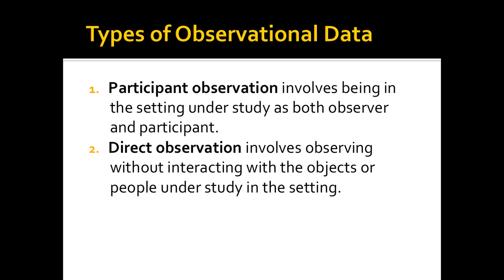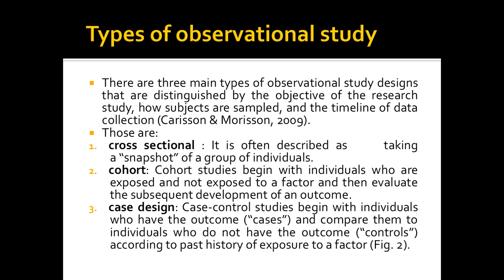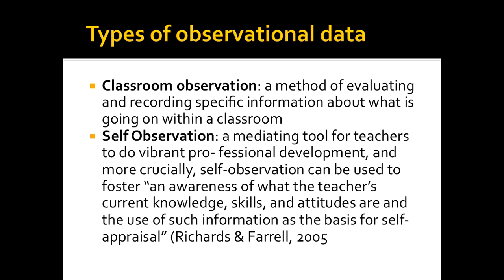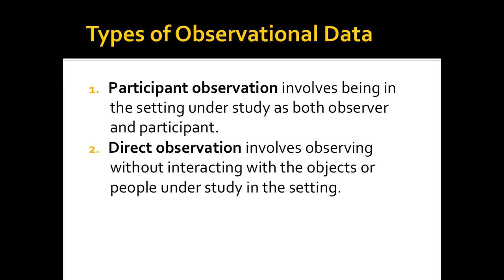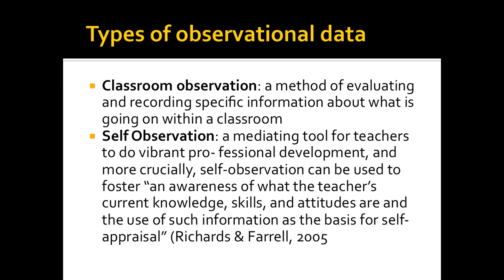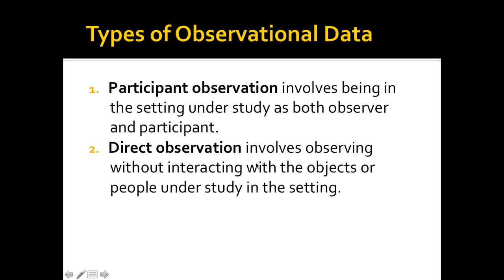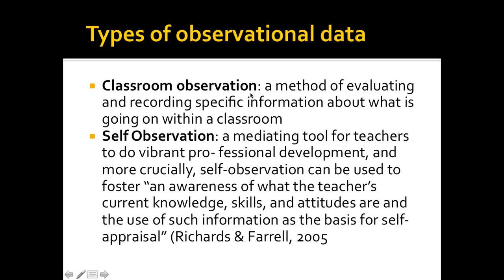And then there are two types of observational data. Again, the previous one was related to time, and this one is related to your role as the participant. These are types of observational data based on how you conduct the observation. The first one is participant observation, which means involving yourself in the study, both as observer and participant, just like self-observation. And then direct observation means you are the outsider, just like classroom observation.